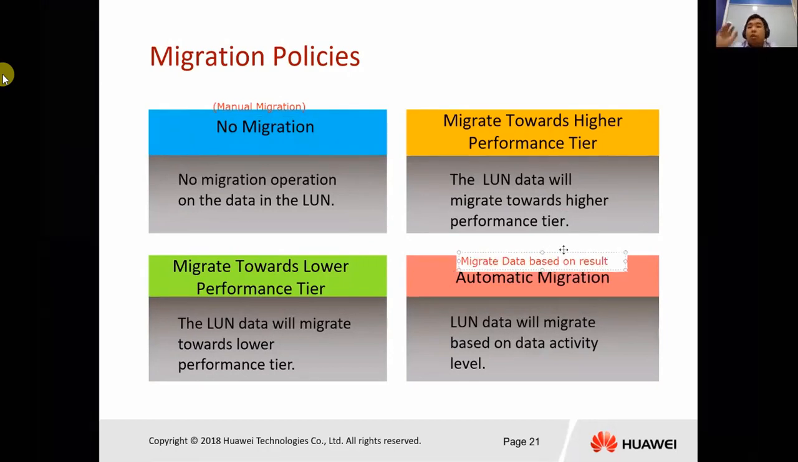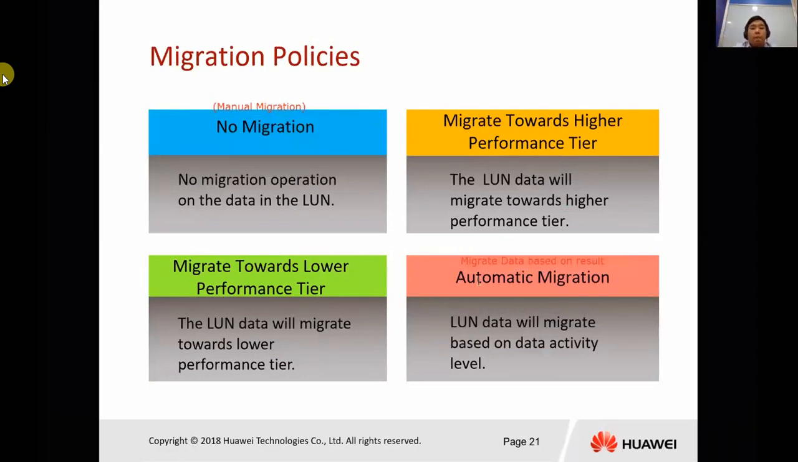Basically, if it's hot data, go to SSD. If it's warm data, go to SAS. If it's cold data, go to nearline SAS. So it will accordingly migrate your data based on the activity, based on what you label it as: hot, warm, or cold. Then you use the migrate data option, this one.